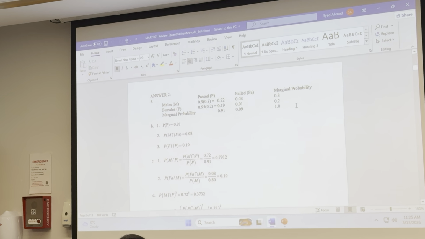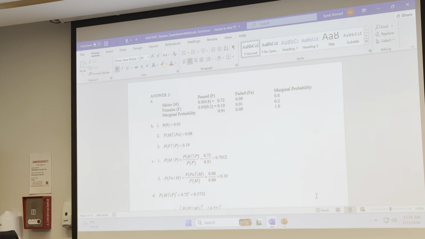Third one is female and pass the course. I am going to pick a person at random. What's the probability that the student is a female and passed the course? And that is going to be 19%. These are joint probabilities, when two or more events happen together. So we got the answers.